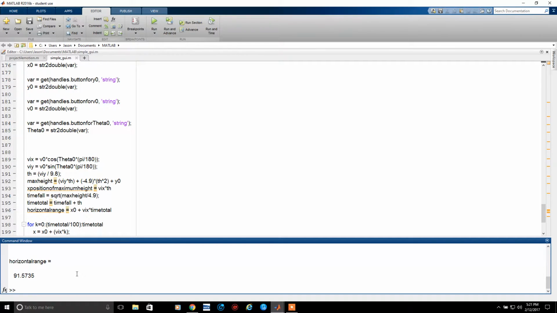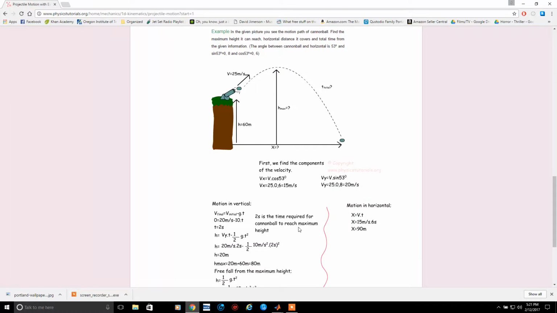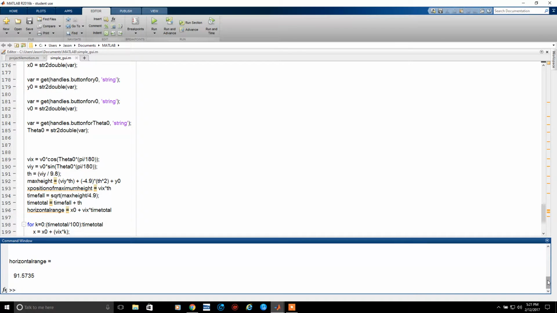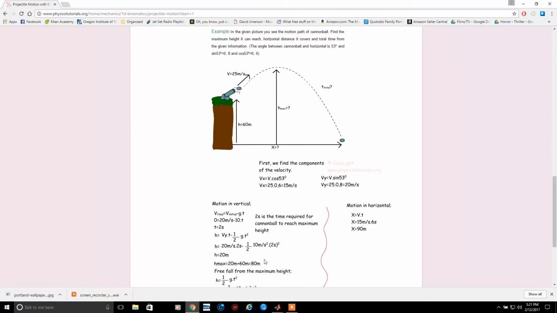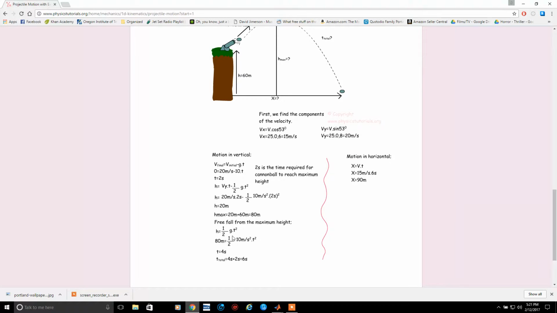And 91. All right, and the reason for the discrepancies is because we used 9.8 meters per second squared instead of 10. And then as well as the graph, we also have the amount of time, which is 6.08 seconds. Matches up.